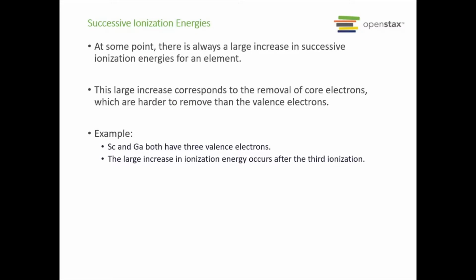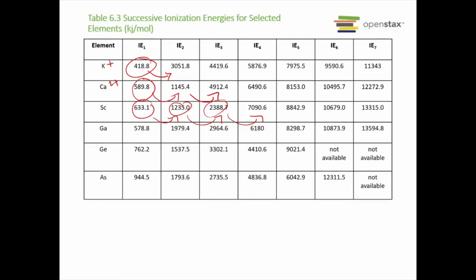And this is where you hit your core electrons, which are way harder to remove than the valence electrons because they're nice and stable. That's that noble gas configuration. They don't want to be taken off, so you've got to put a ton of energy in to be able to pull them out. So for instance, scandium and gallium have 3 valence electrons each, and you can see that after the third ionization, there's a large increase. I showed that for scandium, and for gallium, same thing. 1, 2, 3, huge increase to the 4th. So that corresponds with those 3 valence electrons.